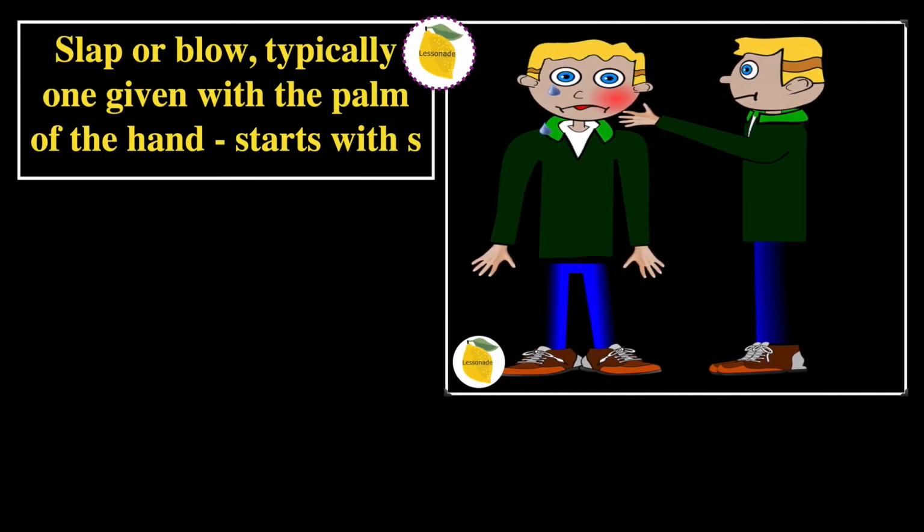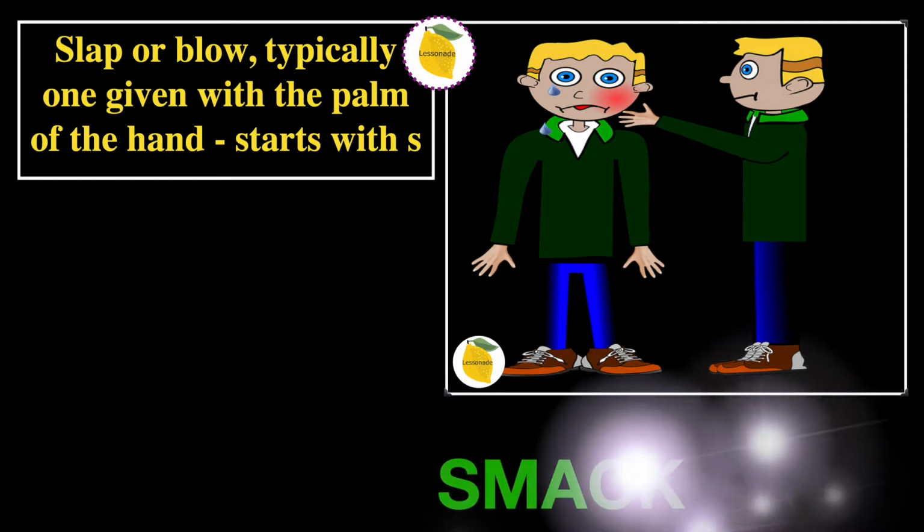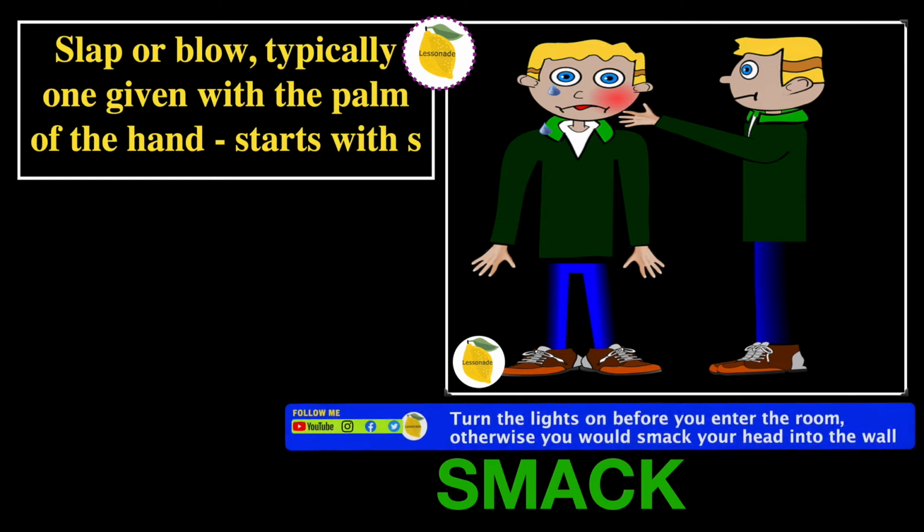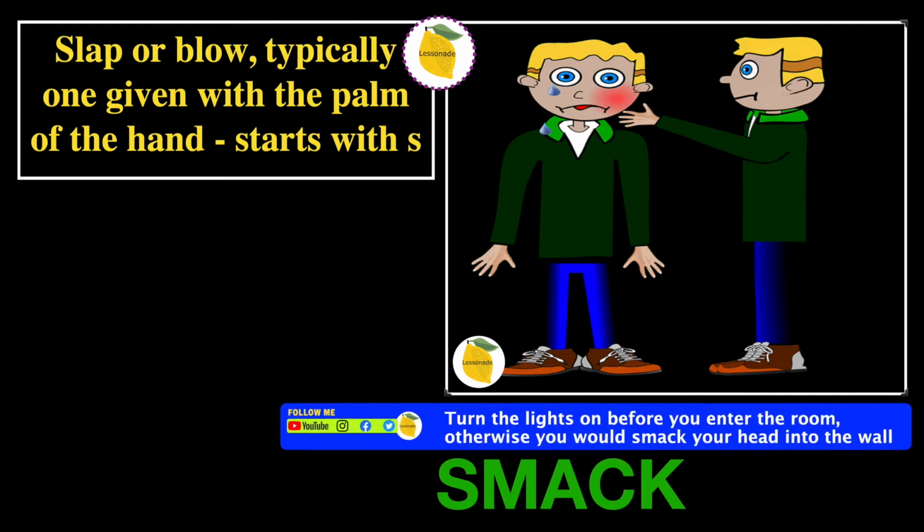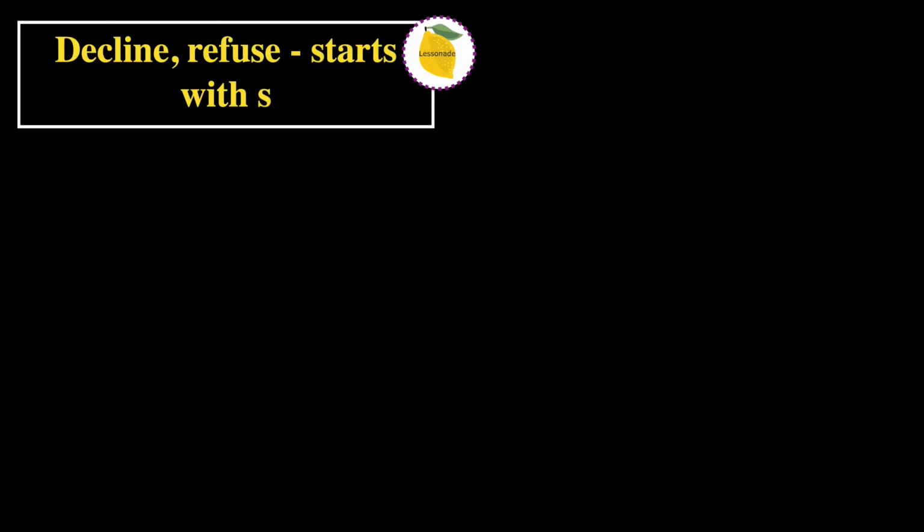Slap or blow, typically one given with the palm of the hand. Starts with S. In this picture, we can see someone slapping another person. So the word for this example is going to be smack. And the sentence for this word is, turn the lights on before you enter the room, otherwise you'd smack your head into the wall.